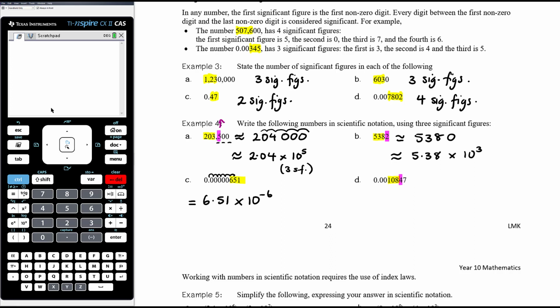Okay, so what we don't do is say, oh, that's a 7, so we round that up to a 5, and then we round the 8 up to a 9. That's not how rounding works. Otherwise, where do we stop?